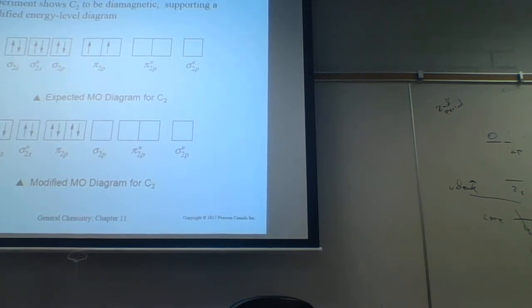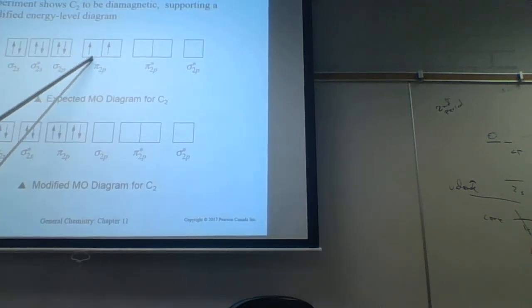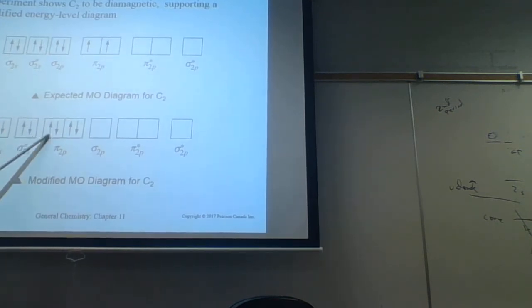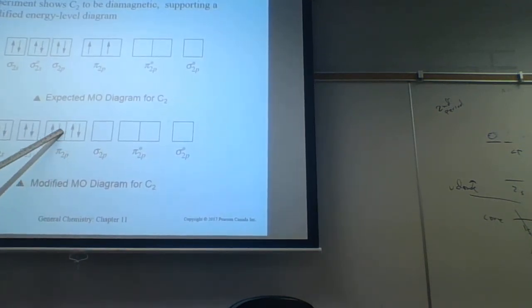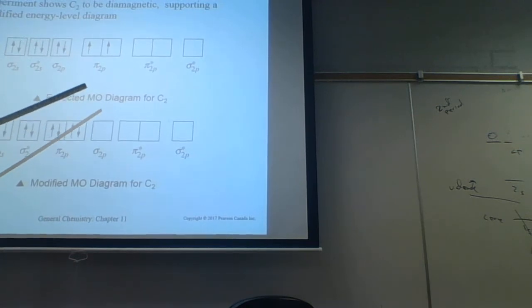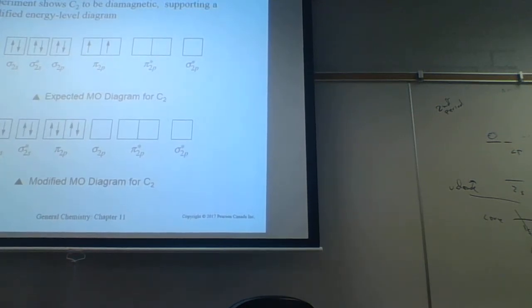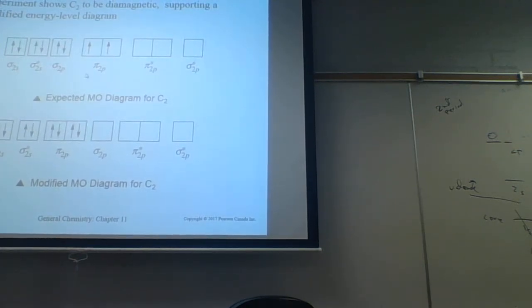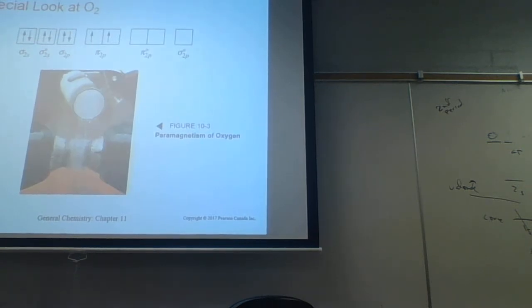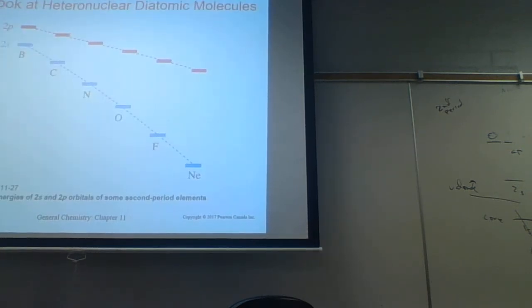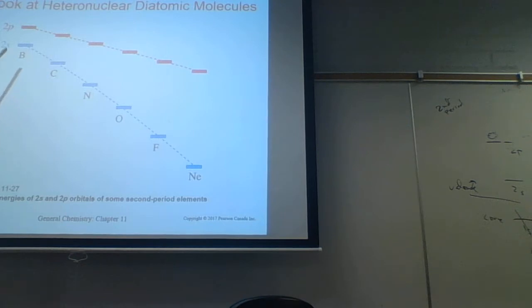This is C2. This is just showing that this can be verified. This abnormal diagram here can be verified because if you did C2 with the normal diagram, it should come out paramagnetic. But if you do C2 with the abnormal diagram, it comes out diamagnetic. Well, C2 is diamagnetic. It's weakly repelled by magnetic fields, not attracted. So that's correct. Now, if we do heteronuclear diatomics, we have to pay attention.